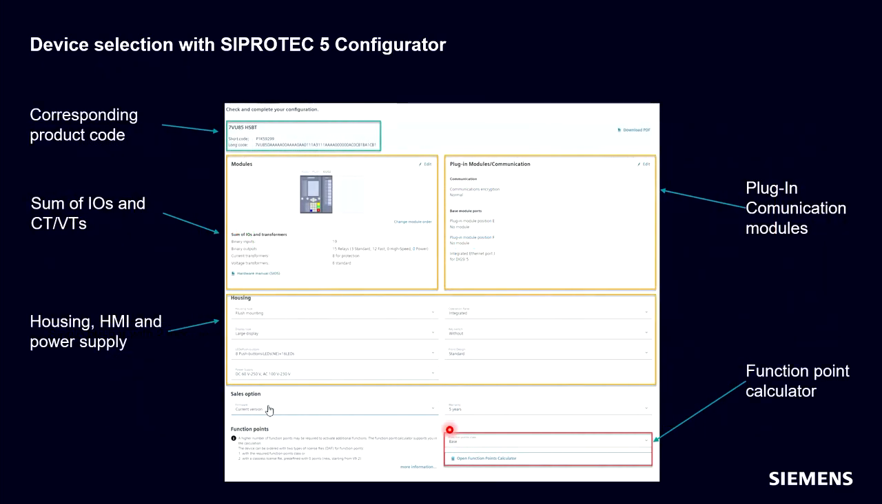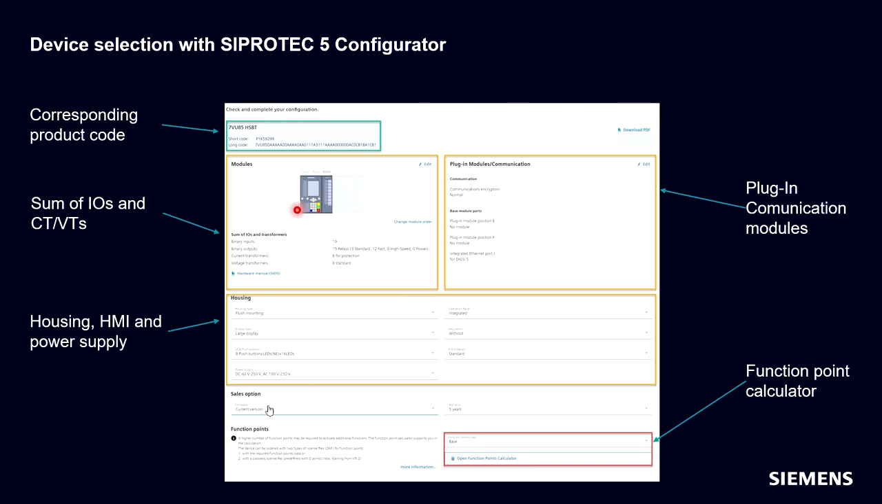If we go back to the configurator, you see the page where we show the corresponding product code. We show the numbers, or the sum, of IOs, CTs and VTs. You have here one part of the configurator which describes the housing, the HMI, and also the power supply. For my chosen hardware variant, I have chosen the push button front to initiate a transfer, a manual transfer for example, or to stop the transfer, or to block the transfer.